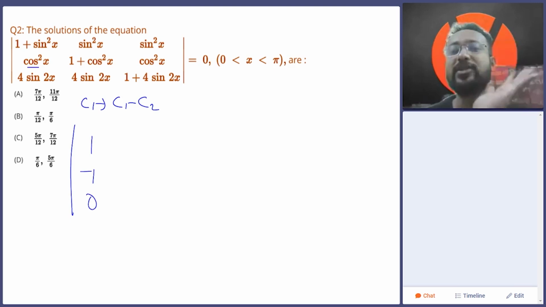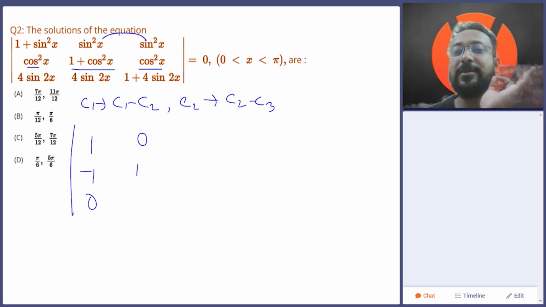The rest, C2, I have not changed, but now I am applying C2 to C2 minus C3. Why? Because sine square minus sine square becomes 0. 1 plus cos square minus cos square becomes 1. 4 sine 2x minus 1 minus 4 sine 2x will become minus 1. Rest everything will remain as it is: sine square x, cos square x, 1 plus 4 sine 2x.